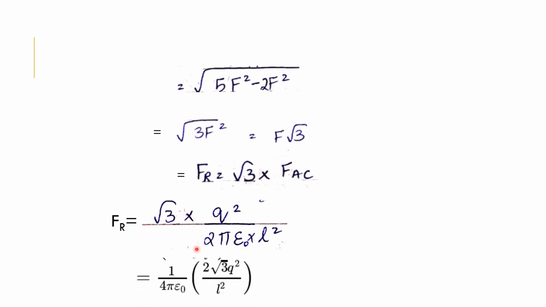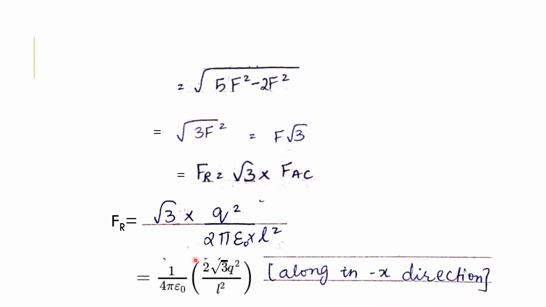In another way, we can write it as 1 by 4 pi epsilon naught 2 root 3 Q square by L square. By cancelling, we can write like this, and without cancelling, in the general format of Coulomb's law, we can write it as 1 by 4 pi epsilon naught 2 root 3 Q square by L square. So this is the final result of our problem, which is acting along the minus x direction, because the final force was acting in the minus x direction. That also we can write down in the answer.